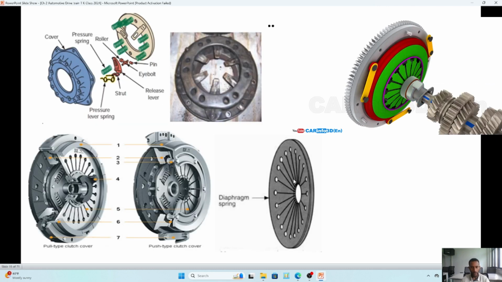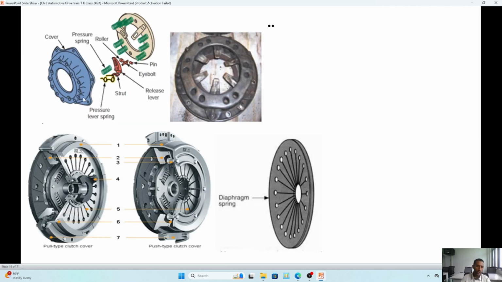clamping force. Sorry. If you see both types, this one is the coil spring type clutch, and this one is the diaphragm spring type clutch. So the difference is that this one uses these springs for creating clamping force, and this one uses the diaphragm spring to create clamping force. So for this type, if we increase the number of springs, the clamping force will increase. That's why it's preferable for heavy duty, and mostly we get this one in light duty and in some heavy duty vehicles.